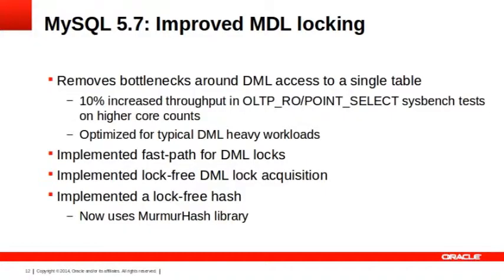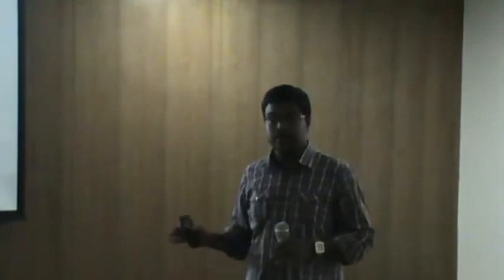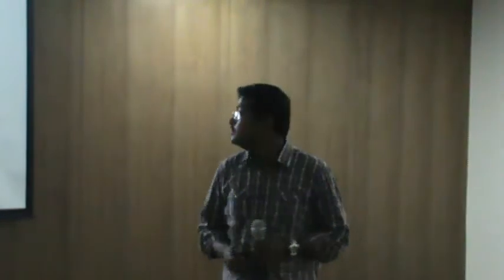So 5.7 comes with a better way, meaning DML locking is improved in many different ways. We are going to explain how we improved the DML locking. That basically gives us a 10% increased throughput for OLTP read or point select. All those things were done on a Sysbench test, an open source performance tool, mostly on 32 and 48 core boxes. And we ran those connections from 128 to 512 or more, maybe 1024 concurrent connections, with a standard 50 warehouse load.